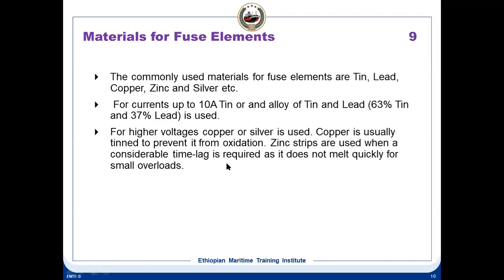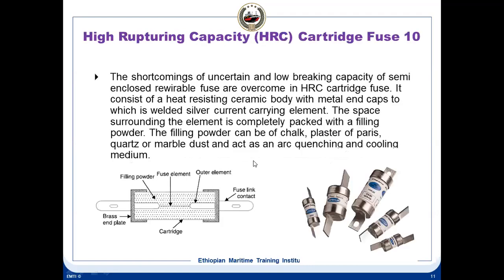Zinc strips are used when considerable time lag is required. So this is the material which is used, and this is called the HRC fuse, high rupturing capacity fuse. You can see this on board ship. Here you can see the fuse element and these are the electrodes. This gap specifies the voltage rating. This is the part which melts off, the fuse element.